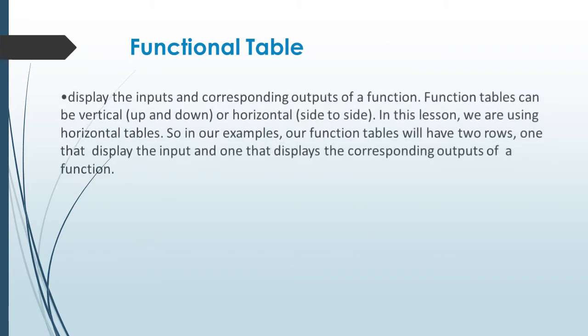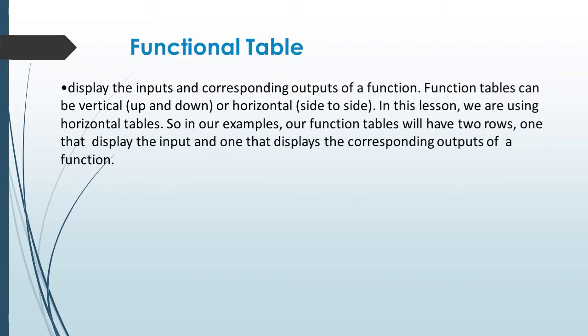Okay, so we have functional notation or functional table. Display the inputs and corresponding outputs of a function. Function tables can be vertical, up and down, or horizontal, side to side. In this lesson, we are using horizontal tables. So in our examples, our function tables will have two rows, one that displays the input and one that displays the corresponding outputs of a function.